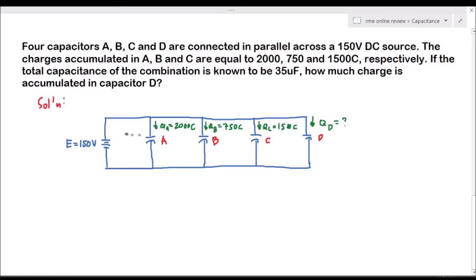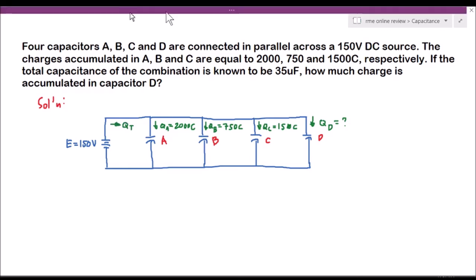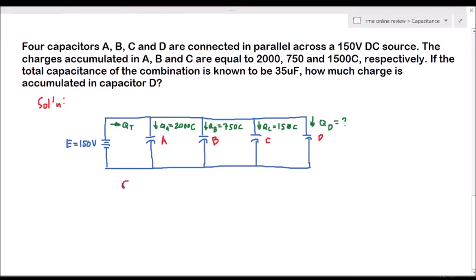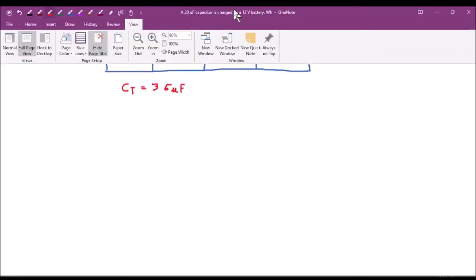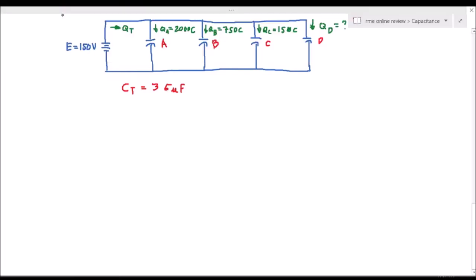Okay, then we have here the total charge QT, which is also not given, and the total capacitance. So the total capacitance, the CT, is equal to 30 microfarad. Okay, so we are going to solve for the charge at capacitor D. So in order for us to do that, we must remember the property of parallel connected capacitors.